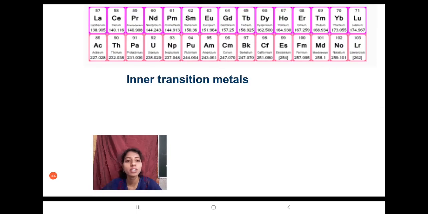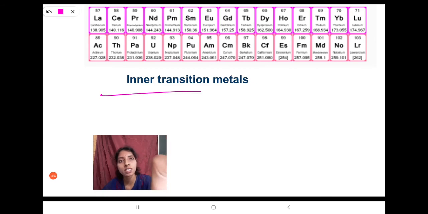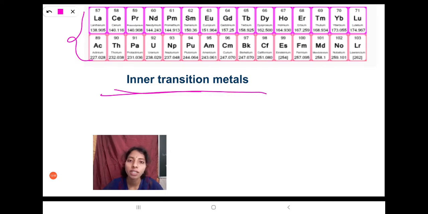So you can see here these elements which are there at the bottom of the periodic table. We can call these elements the inner transition elements. All these elements are also metals. These 2 series elements are also metals. So we can call these elements the inner transition metals.